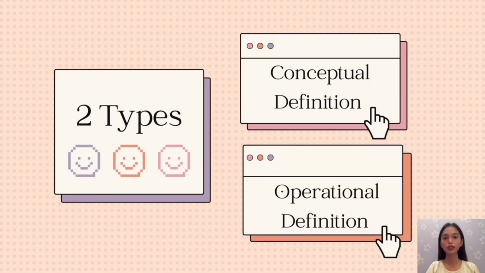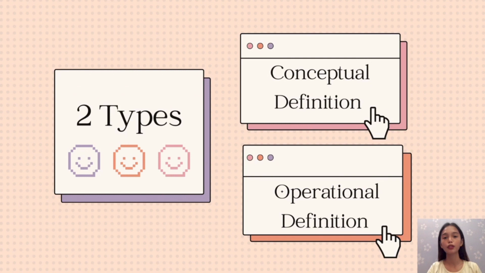So there are actually two types of definition of terms that we can use in our research papers: the conceptual definition and the operational definition. The conceptual definition means the meaning of the term is based on how it is defined in the dictionary, encyclopedia, or other published materials. On the other hand, the operational definition means the meaning of the term is based on how it was used in the study.